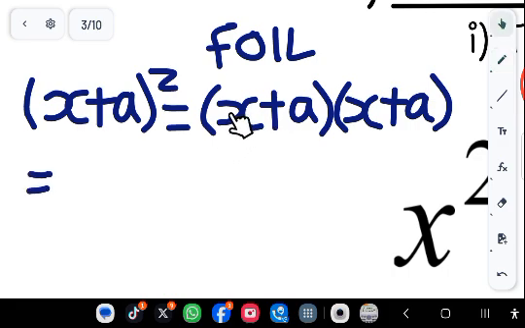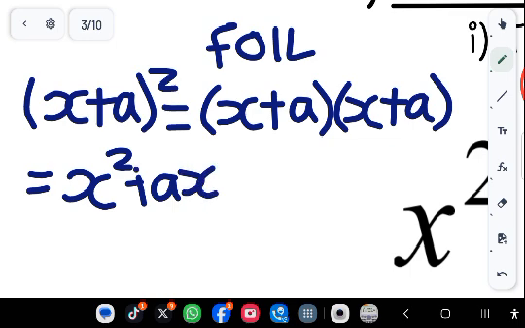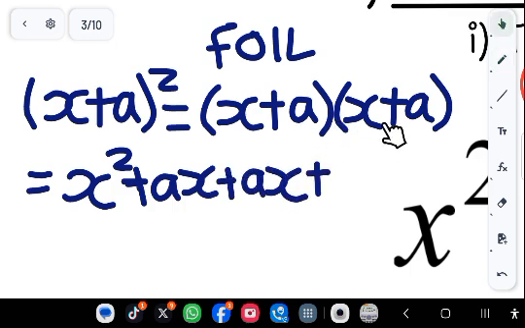The first terms are x times x, and that gives us x squared. Next, the outer terms are x times a, that gives us ax. And next, the inner terms are a times x, that also gives us ax. And then the last terms are a times a, and that gives us a squared.